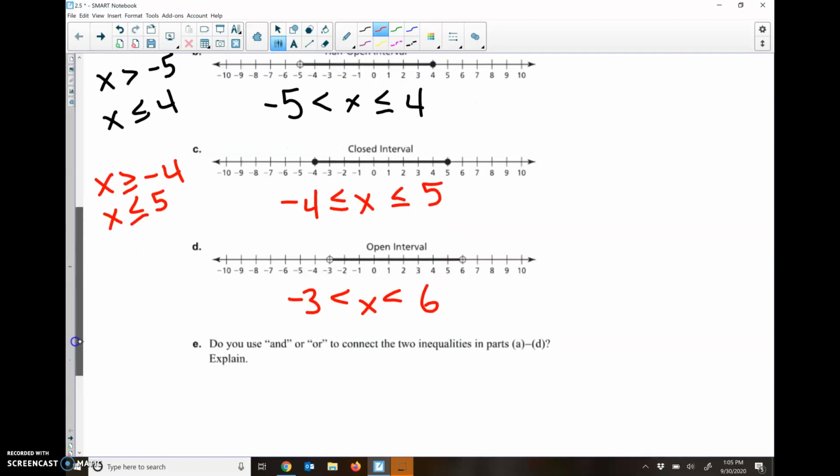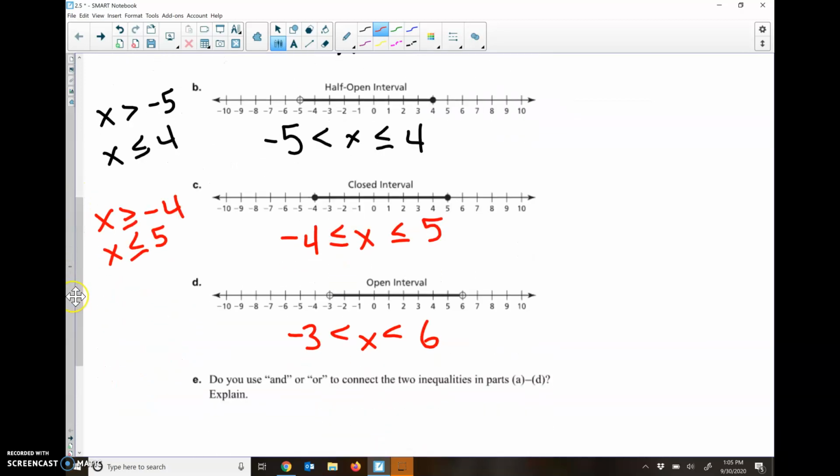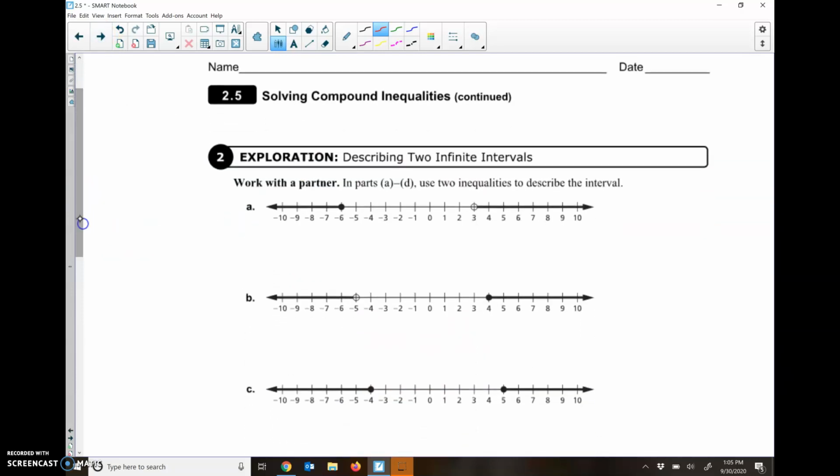So these are what we call and problems. And problems always go towards each other. And problems are always written like this as a compound inequality. The other kind of problems we have are or problems. And these are a little simpler. You'll see or problems go the opposite way. They're not going towards each other anymore. One's going to the left, one's going to the right. And these give us a lot more options.